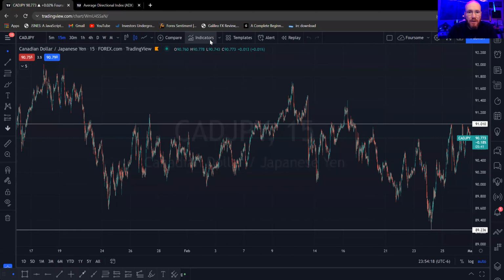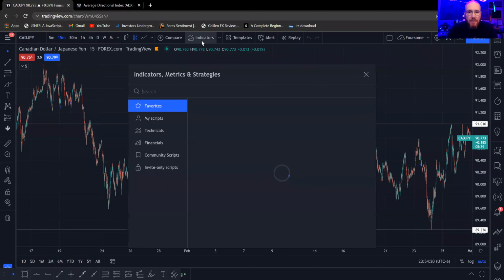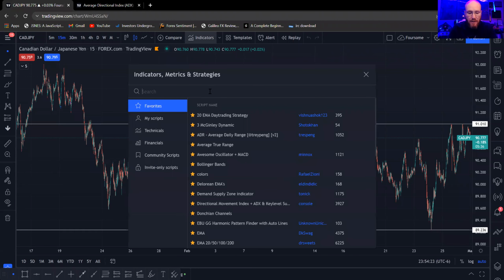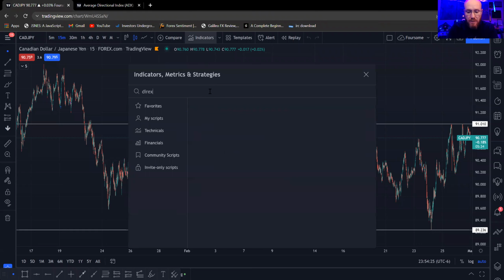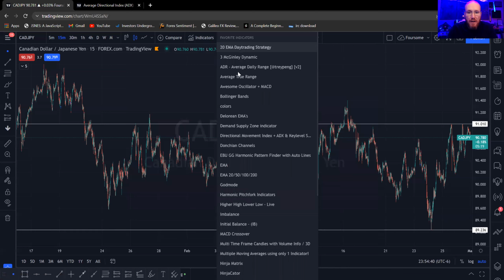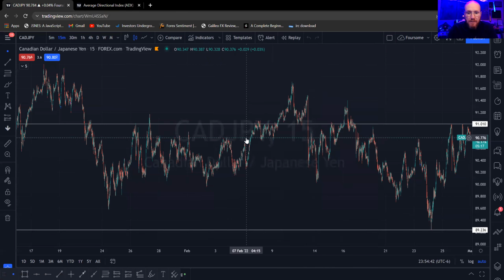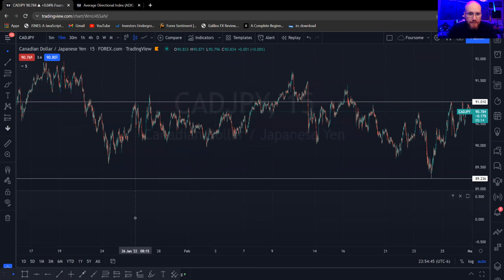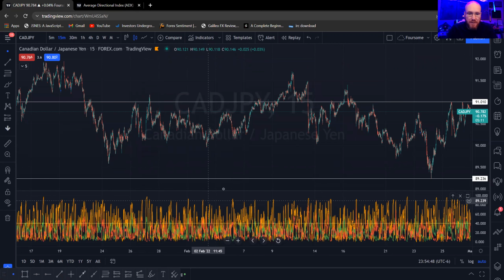Okay, so we're going to go to indicators. Here we go. I'm going to type in directional, because DMI stands for directional movement index. Here it is right here, directional movement index plus ADX and key level made by console. Okay, so star it right here. Here it is. Internet's running slow. I apologize, but it'll pop up in just a second.